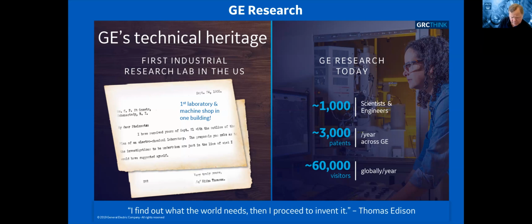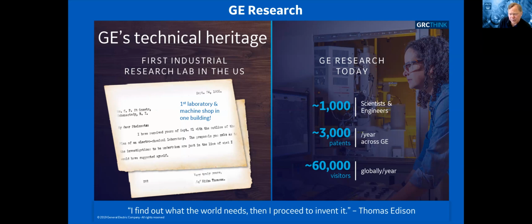At the very beginning of the company, Thomas Edison had a quote, "I find out what the world needs, and then I proceed to invent it." And I think if you ask a lot of people at the Research Center right now, that's a similar philosophy that we have. We want to improve upon things to make devices and people's lives better.